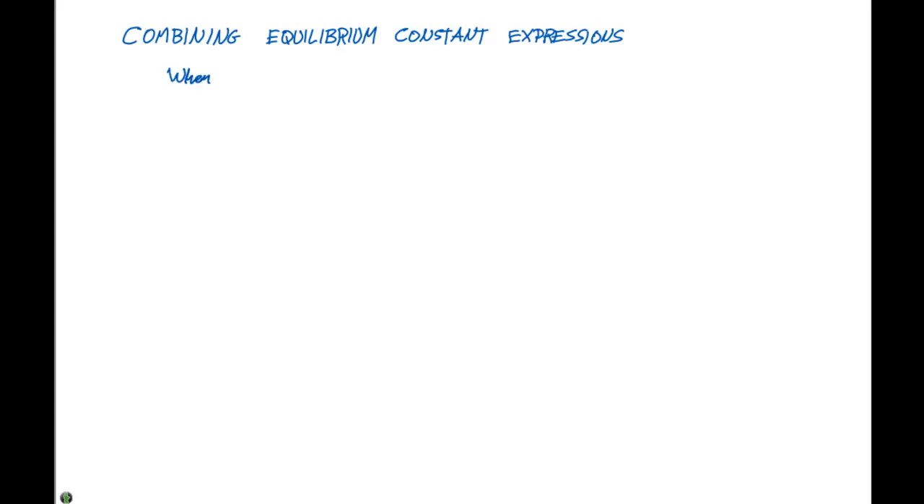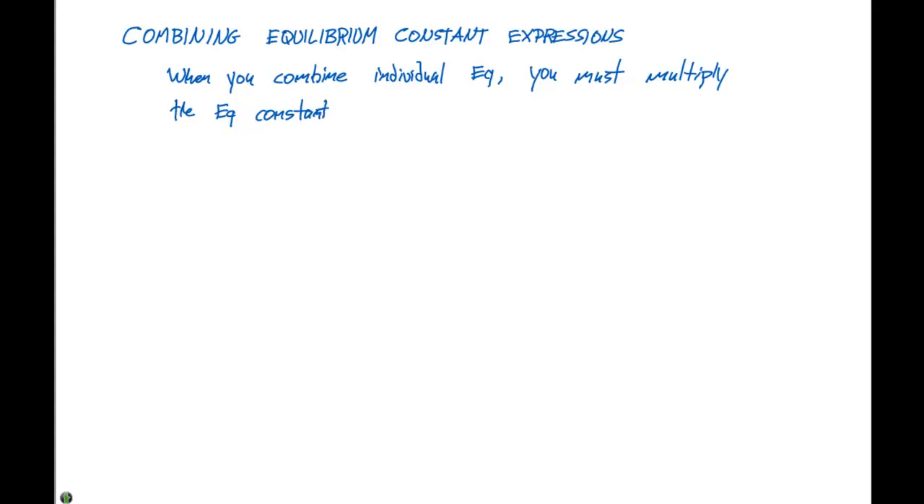So when you combine individual equilibria, you must multiply the equilibrium constants in order to obtain the equilibrium constant for the net reaction.